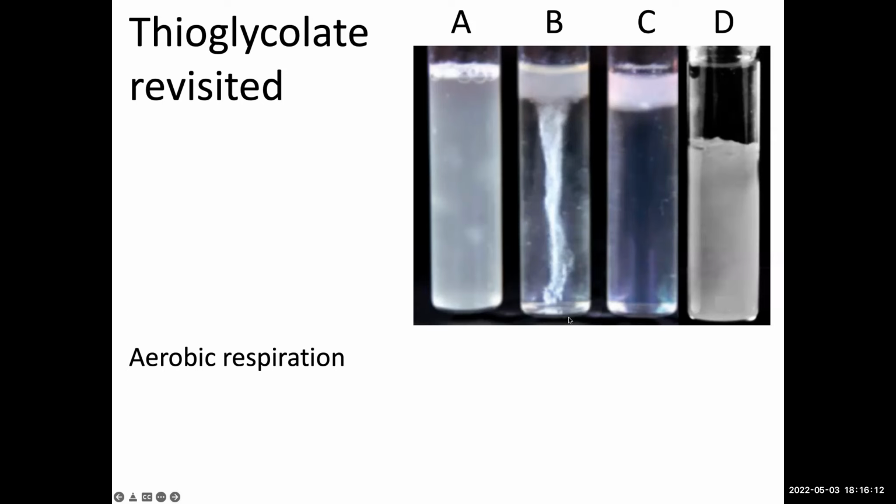So when you look at these tubes, can you tell which of them is definitely doing aerobic respiration? Put the letter or letters into the chat. Which of these tubes represents an organism that is capable of doing aerobic respiration?